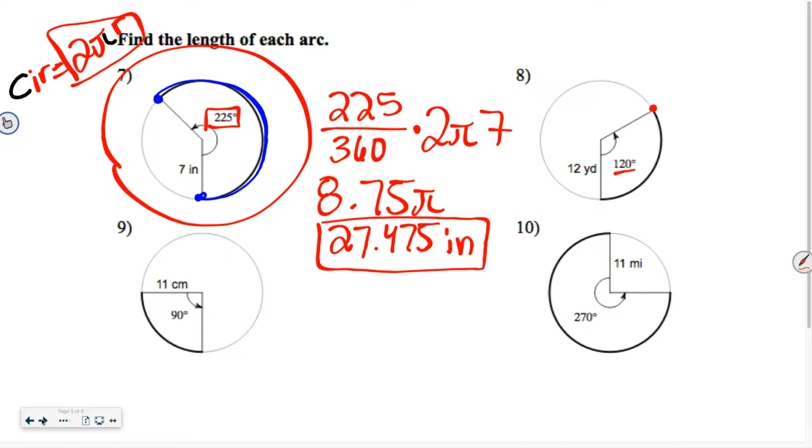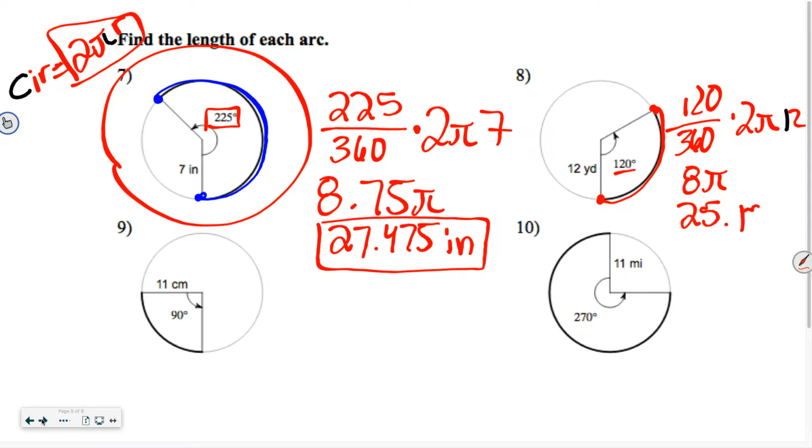Notice here, 120 degrees. You want me to go from that point to that point. So my fraction is 120 over 360 times 2 pi, and then my radius is 12. So I'm going to go to my calculator and do 120 times 2 times 12. And then once I get that number, I'm going to divide it by 360. And that gives me 8. So I have 8 pi. So now I can multiply by pi. So 8 times pi is 8 times 3.14. And my approximate answer is 25.12 yards.